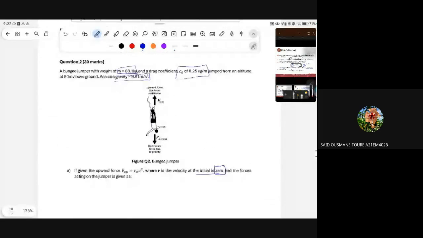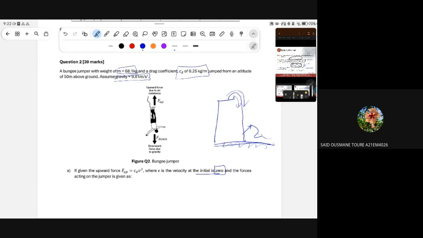The jumper starts from here. He goes then, before reaching the ground, because this is the ground, the elastic holds him. So he just goes this way again, then here, and then he becomes stable, and they detach him after that. So we are talking about here when he jumps here. The velocity is 0. Maybe he's just standing here, and then he just drops like this.